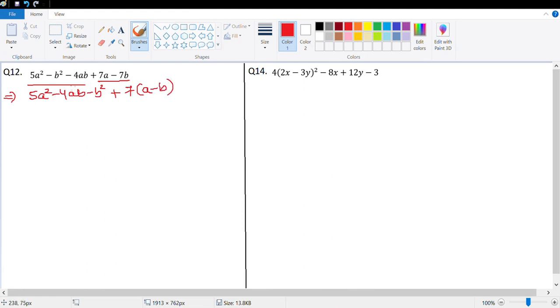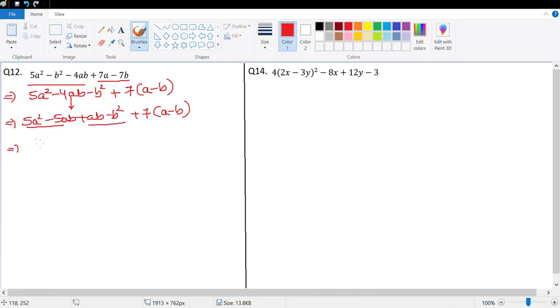So here I need to find factors of negative 5, the sum of which would be negative 4. So negative 5 into 1, yeah, that should be fine. So 5a square minus 5ab plus ab minus b square plus 7 times a minus b. Let's group it the way I've underlined. All I've done is I've broken negative 4ab into negative 5ab plus ab.